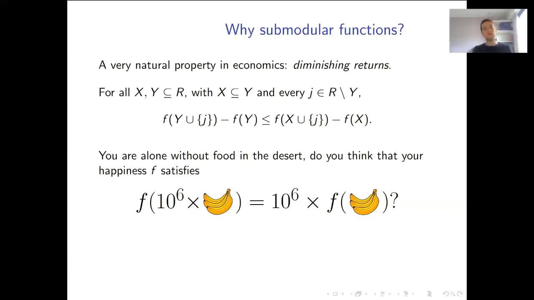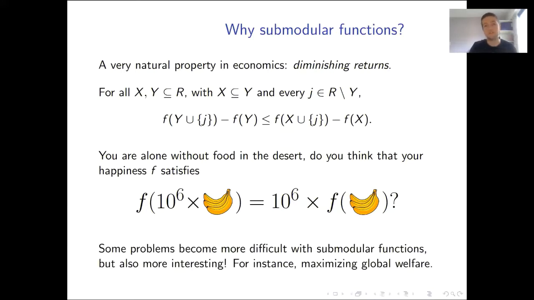In the Santa Claus problem, it's the same. If you give very similar gifts to the same kid many times, probably he won't be very happy. He would prefer to have two very different things than 10 gifts that are very similar. That's again a very nice example of diminishing returns. Interestingly, from a theory point of view, some problems become more difficult with submodular functions, but also more interesting. For instance, maximizing global welfare, which is simply the sum of happiness, is trivial in the linear case, but not trivial at all in the submodular case.